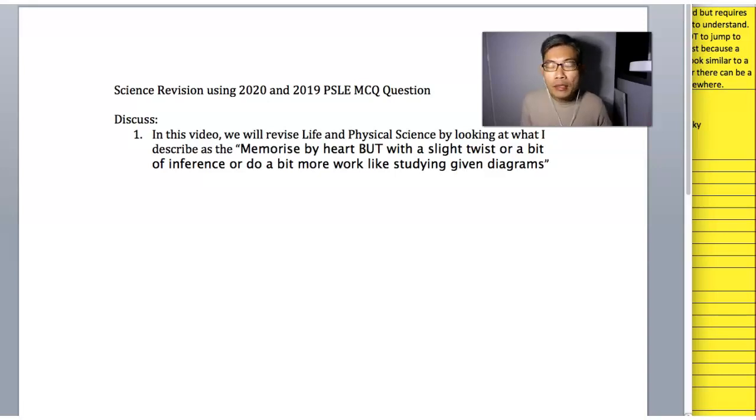Now we're still using the 2020 and 2019 PSLE MCQ questions, but in this one we'll revise life and physics science together and look at the second category of questions, what I call the memorize by heart but with a slight twist, or you need to make some inference, or just do a little bit more work like studying given diagrams. Let's get to the questions now.